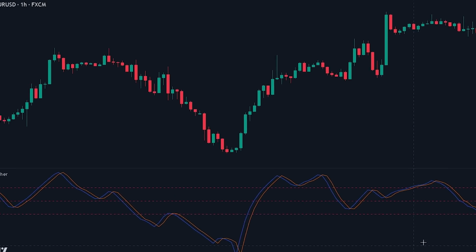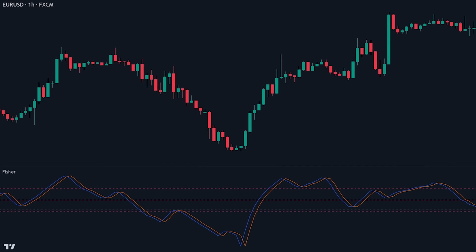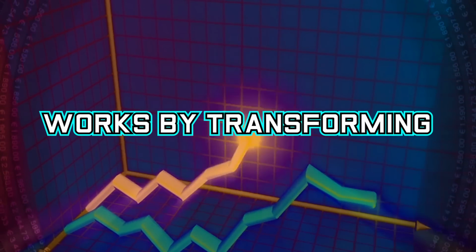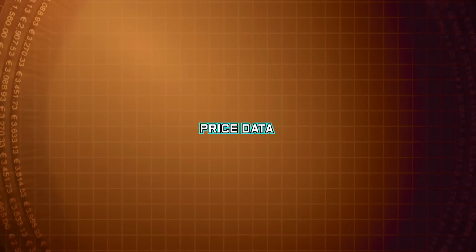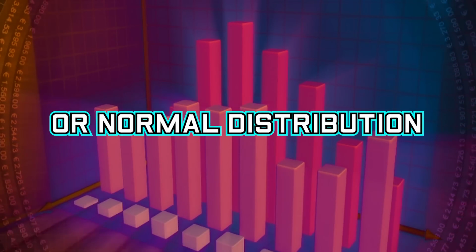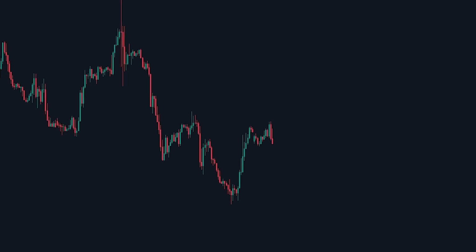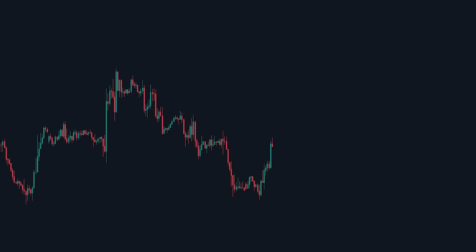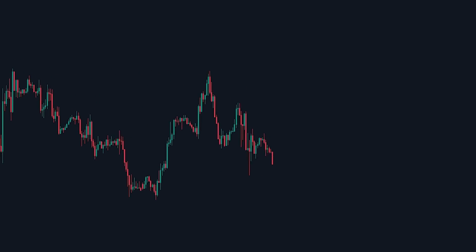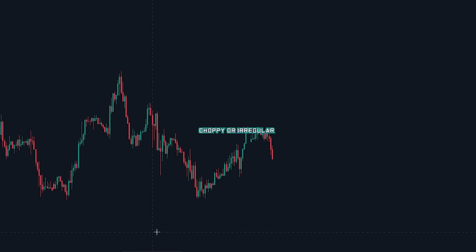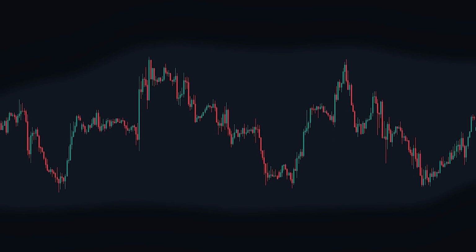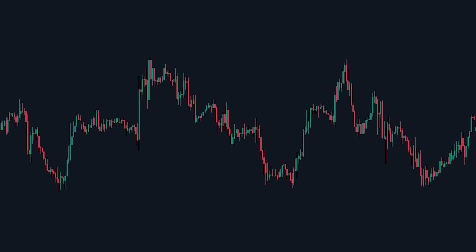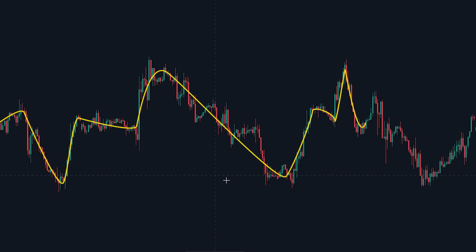Now let's take a look at how the indicator works. The indicator works by transforming non-Gaussian or irregular price data into a more Gaussian or normal distribution. In simpler terms, imagine that you are trying to identify patterns or trends in a graph of stock prices. Sometimes, the movements of the stock price may be choppy or irregular, making it difficult to see clear trends or turning points. The Fisher Transform indicator smooths out these movements and helps to identify key points in the data.